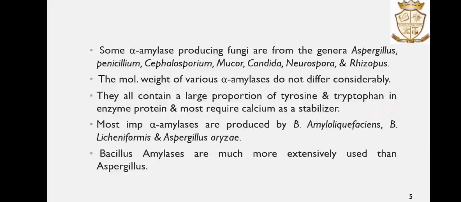The molecular weights of various alpha amylases do not differ considerably. They all contain a large proportion of tyrosine and tryptophan in the enzyme protein and most require calcium as a stabilizer. Most important amylases are produced by Bacillus amyloliquefaciens, Bacillus licheniformis, and Aspergillus oryzae. Bacterial amylases are much more extensively used than those from Aspergillus.